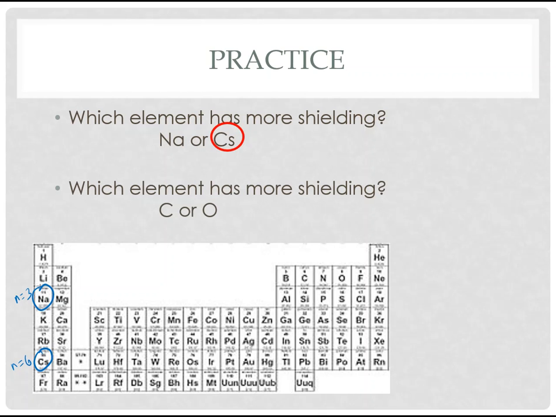Which element has more shielding? Is it going to be carbon or oxygen? Once again, locate them over here on your table. Take a look, find them so that you can compare them where they are. Which one's going to have more shielding?